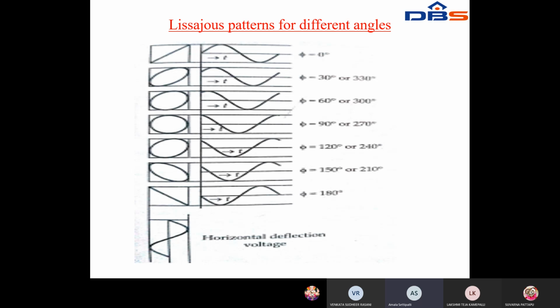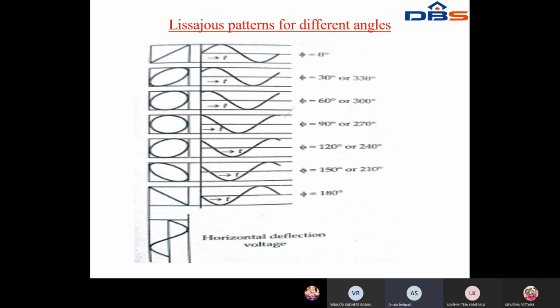Whenever theta equals 0 degrees, the pattern is in this shape. Whenever you apply the sinusoidal signal at 30 or 330 degrees, the Lissajous pattern is in this shape. At 60 or 300 degrees, it is this one. At 90 or 270 degrees, it will give exactly a circle.